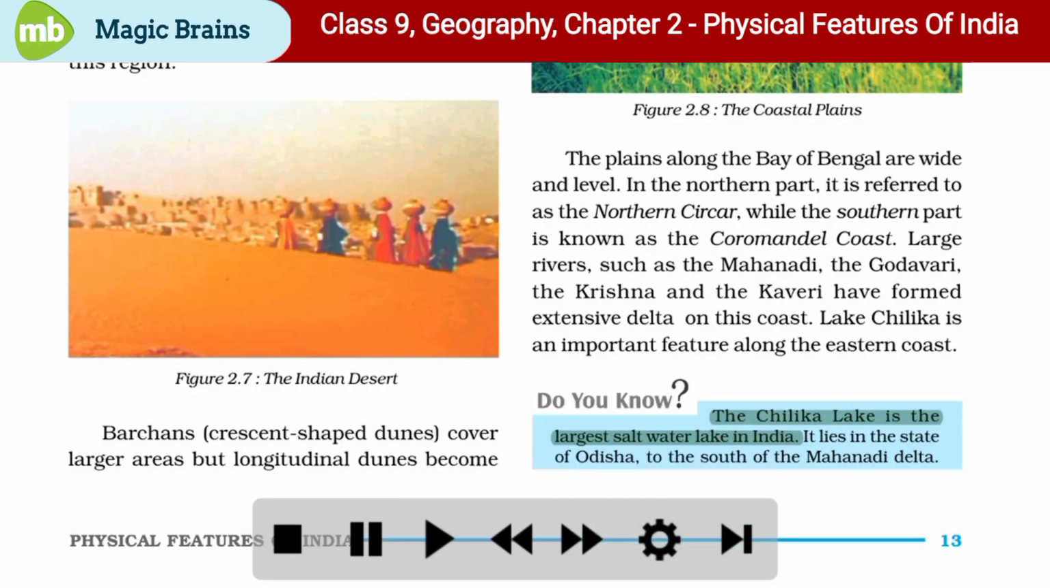From the box, do you know? The Chilka Lake is the largest saltwater lake in India. It lies in the state of Odisha, to the south of the Mahanadi Delta.